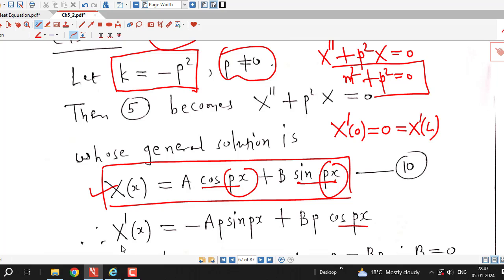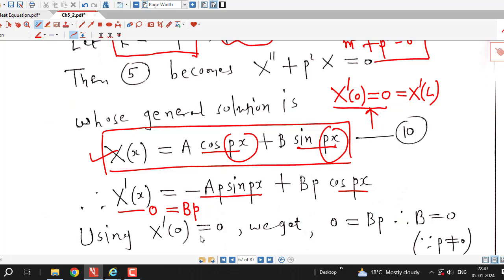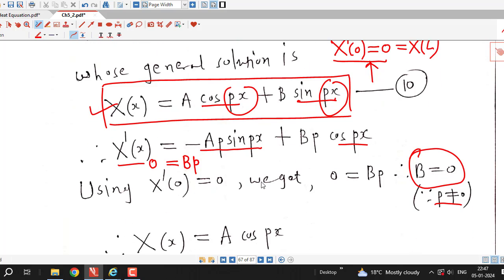Now if I use this condition, x dash 0 equal to 0, that means I have to put x dash equal to 0 and small x equal to 0. So this is 0 for x equal to 0, and here I will have b into p equal to 0, but p is non-zero, therefore we obtain b equal to 0. So if we put b equal to 0 here, our x becomes a into cos px.